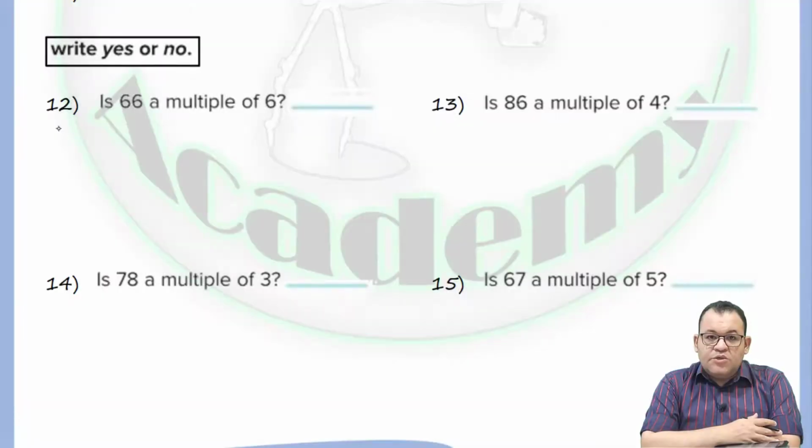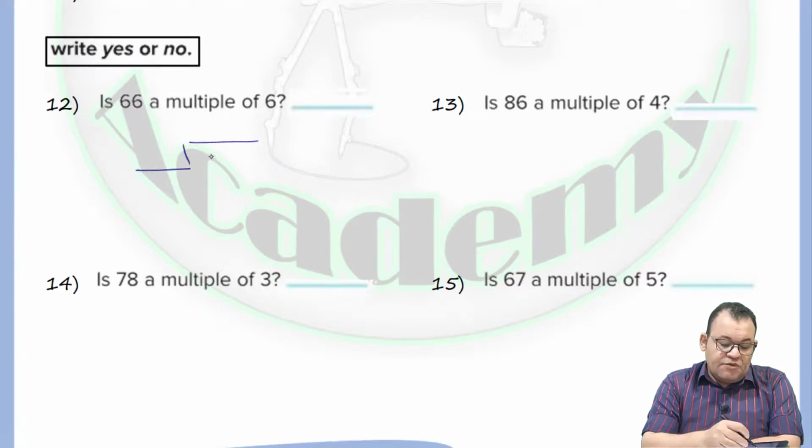The second part of our lesson today is talking about the multiples. We need to write yes or no. Is 66 a multiple of 6 or not? An easy way you can find if it's a multiple or not is by using long division. Once you divide it and the remainder is 0, it means it's a multiple. If you divide and the remainder is not equal to 0, it's not a multiple. So just by using long division.